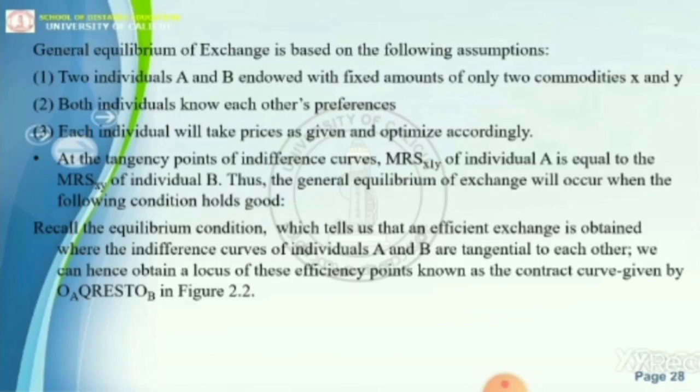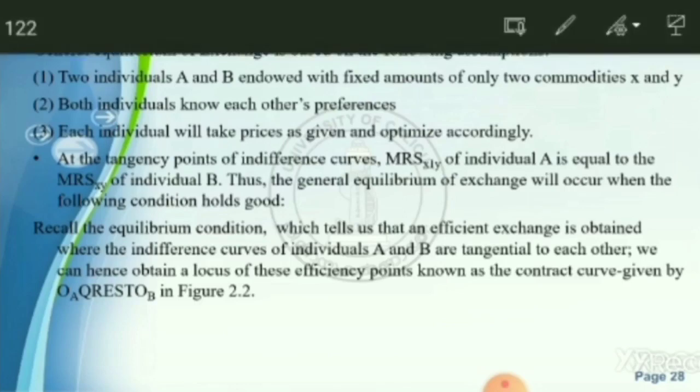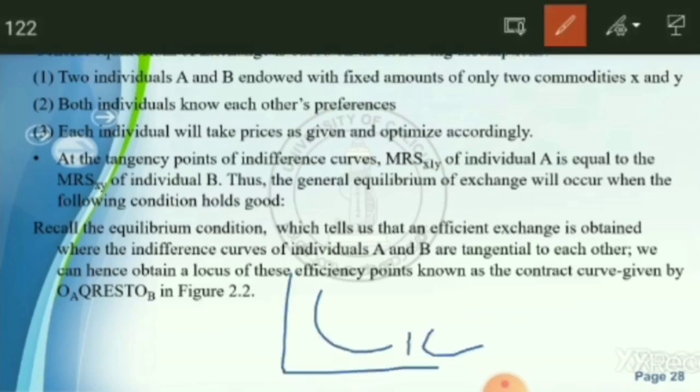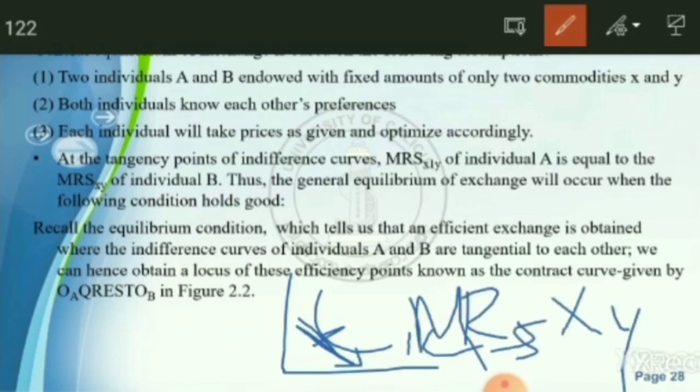So at the tangency point of indifference curves, MRS, what is MRS? The marginal rate of substitution between X and Y of individual A is equal to the marginal rate of substitution between X and Y of individual B. What is the marginal rate of substitution? The slope of the indifference curve is what we call the marginal rate of substitution. Suppose this is our indifference curve. The slope of this IC is what we call the marginal rate of substitution. So this MRS between X and Y is equal. Okay.